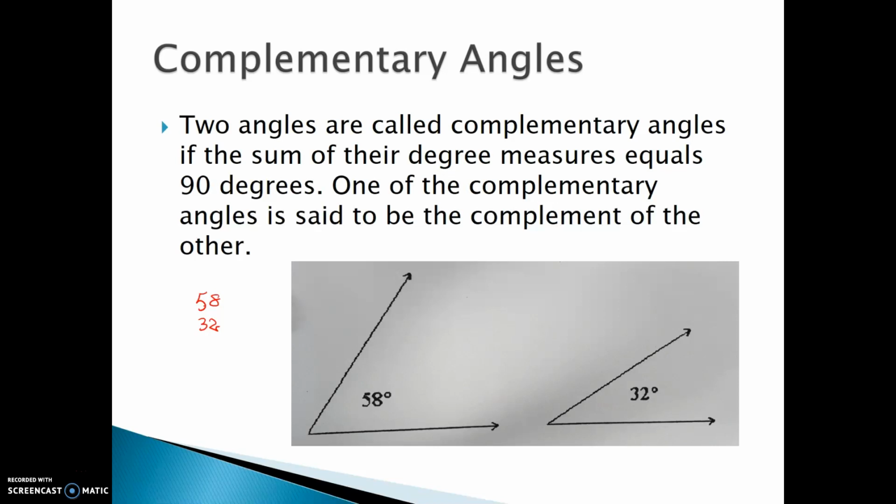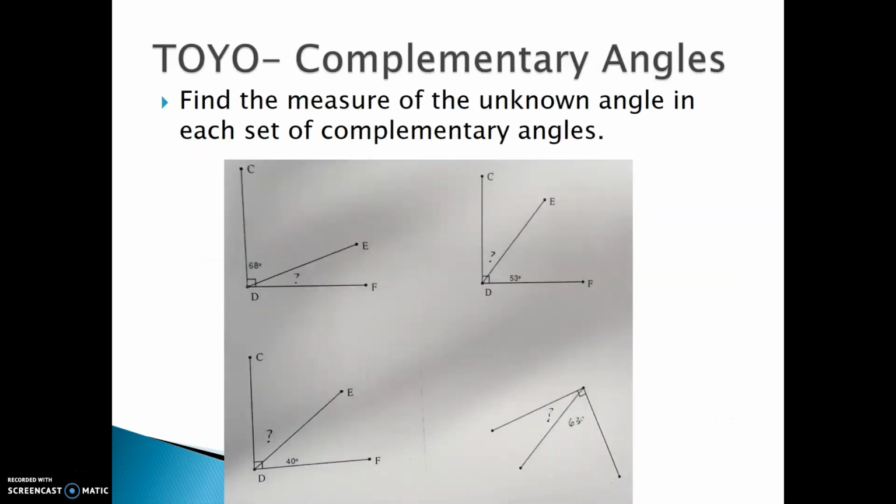One of the complementary angles is said to be the complement of the other. So 58 degrees is the complement of 32 degrees, and 32 degrees is the complement of 58 degrees. Okay, here's a little to-do, so go ahead and pause the video, and you're going to fill in the angle measurements of each of the question marks. What I want you to do is subtract the angle that is known from 90, and whatever the difference is is going to go in the question mark.